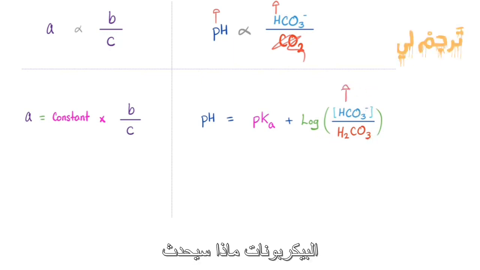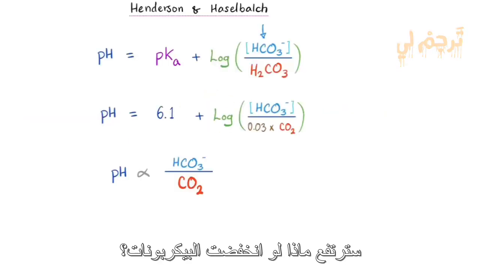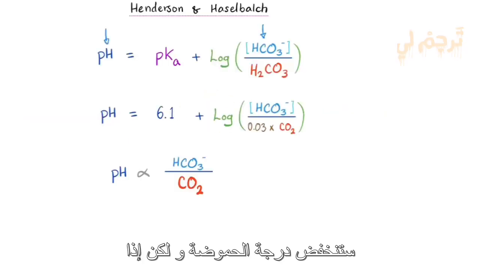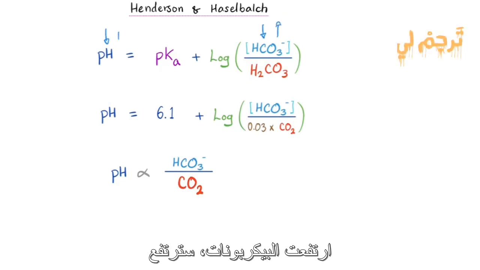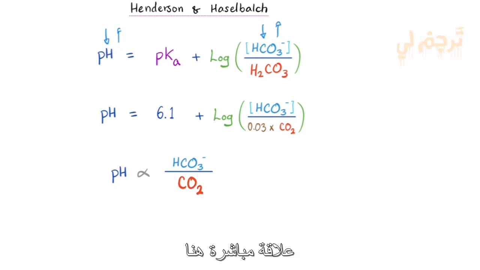If bicarbonate went up, what's going to happen to the pH? It's going to go up. What if bicarbonate went down? pH is going to go down. But if bicarbonate went up, pH is going to go up. You know why? Because these two entities are divisible by each other. There is a direct relationship here.